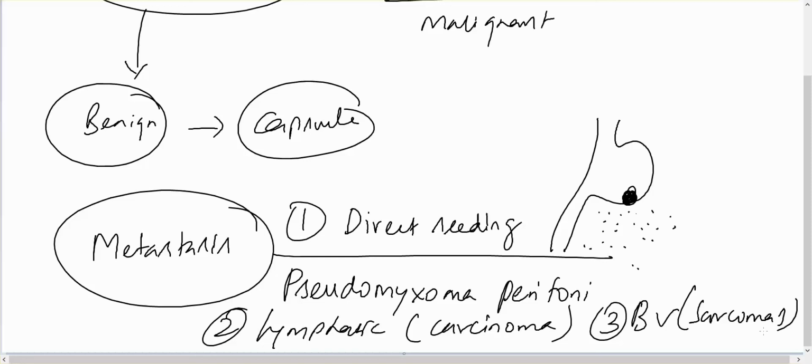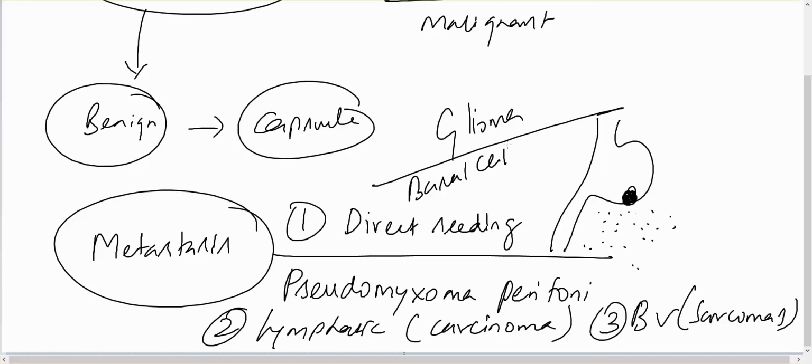There are some cancerous tumors that rarely metastasize. One is glioma. Don't forget this, glioma, and basal cell carcinoma. Even though they are malignant tumors, they very rarely metastasize. So they have a better prognosis, and we will discuss more in the other modules. Now you should know glioma and basal cell carcinoma very rarely metastasize. So this is all about metastasis.